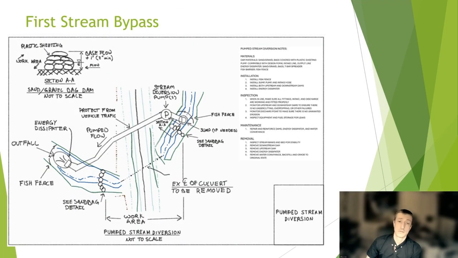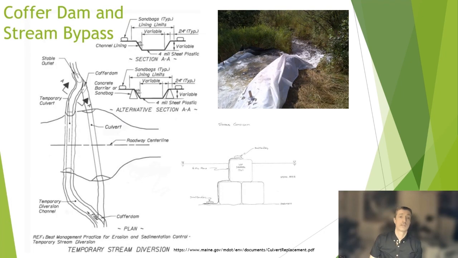The stream bypass originally proposed by our team was a pump and hose system. This concept was decided on due to the relatively short construction time projected for the project and the non-invasive setup. Due to the client's concerns over the constant surveillance needed, including overnight, to ensure that the pumps and generators do not malfunction, an alternative method is being proposed.